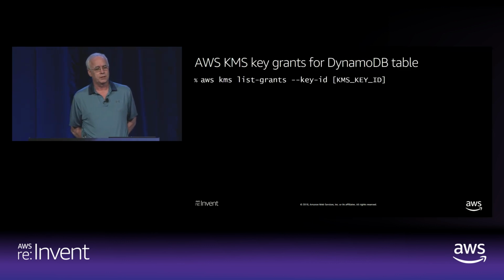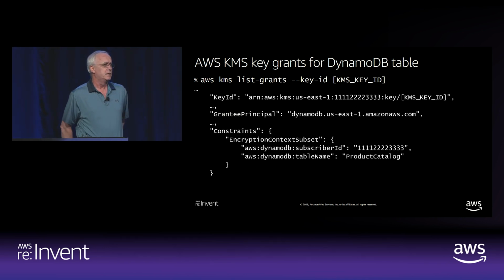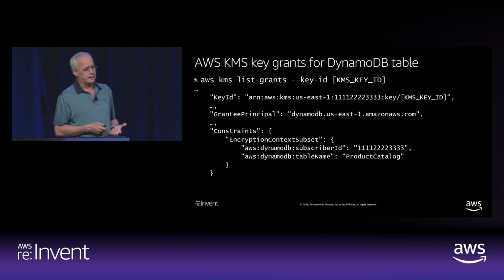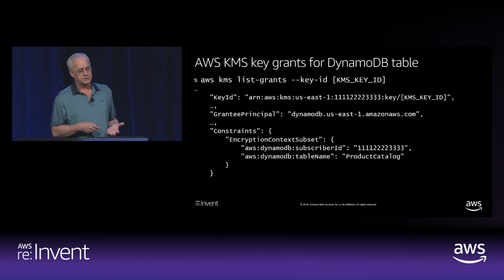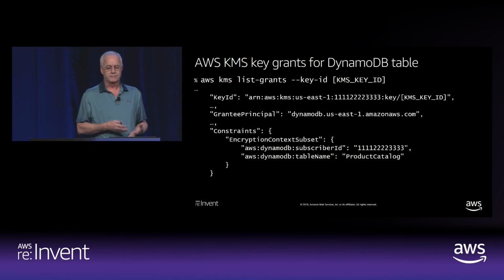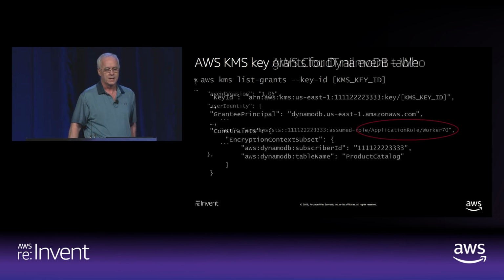One of the things you can see if you go look at that key, you can look at the grants that are on that key and see when you add a new table to be encrypted with this key, we will add a grant that grants DynamoDB access so that we can do backups and we can manage the table itself. And so there's an encryption context that points to what table is actually encrypted for each key. So if you encrypt 10 tables, you'll see 10 different grants in there so that DynamoDB can access the key.